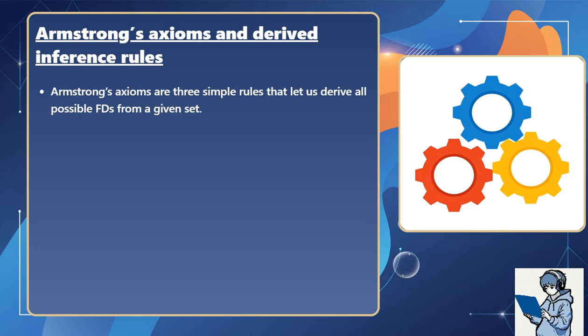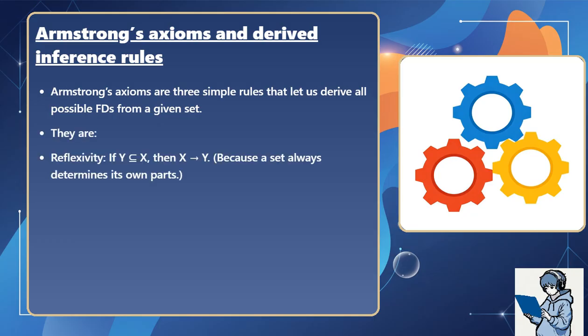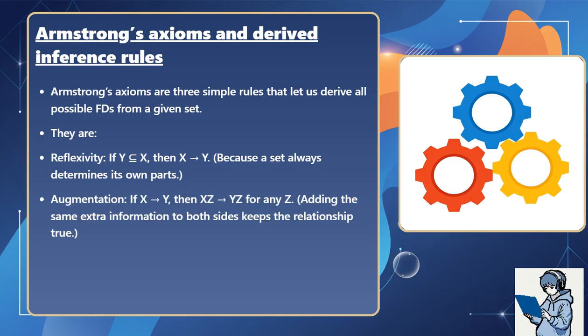Armstrong's axioms are three simple rules that let us derive all possible functional dependencies from a given set. They are: reflexivity: if Y is a subset of X, then X determines Y, because a set always determines its own parts. Augmentation: if X determines Y, then XZ determines YZ for any Z. Adding the same extra information to both sides keeps the relationship true. Transitivity: if X determines Y and Y determines Z, then X determines Z.